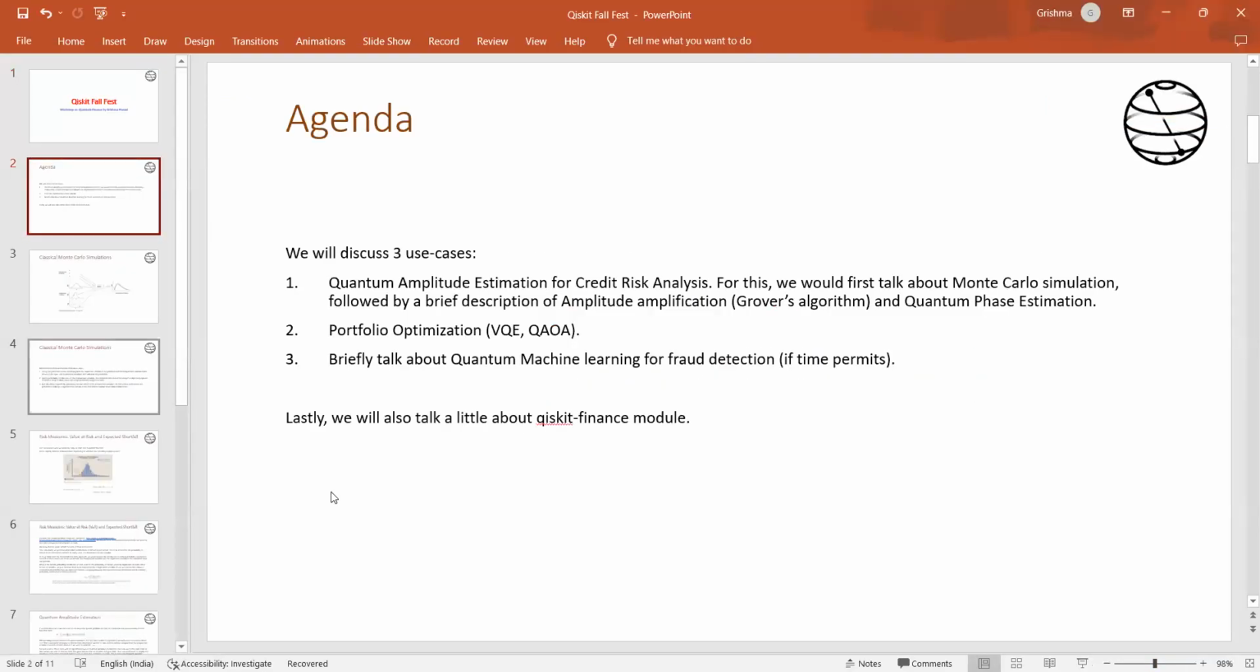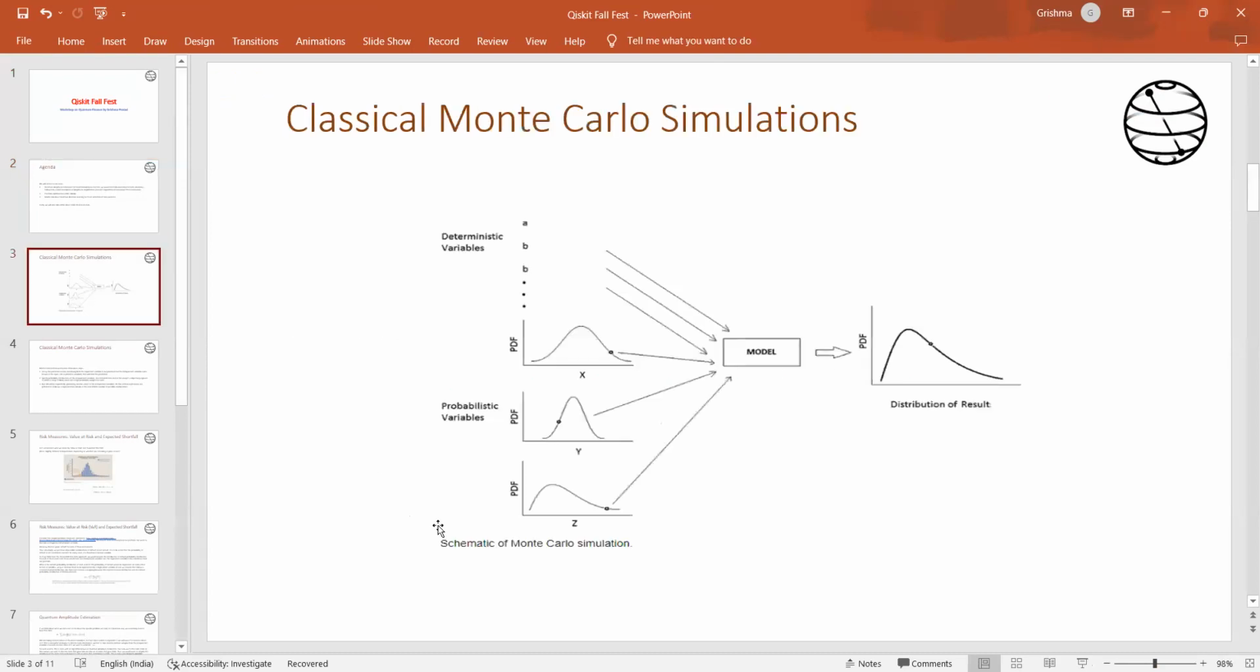So moving on, let's start with the first case. There's something called Monte Carlo simulations. This is not exactly just useful for finance, but it's actually pretty useful in several areas. What that essentially means is, for example, let's say I have a model wherein I have some independent variables and a dependent variable.